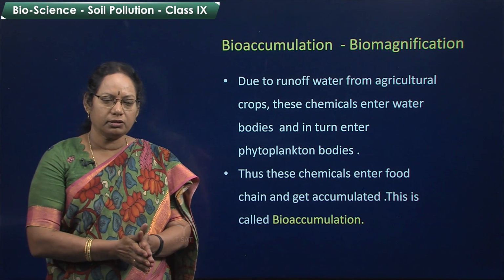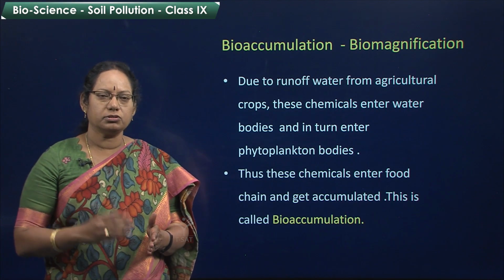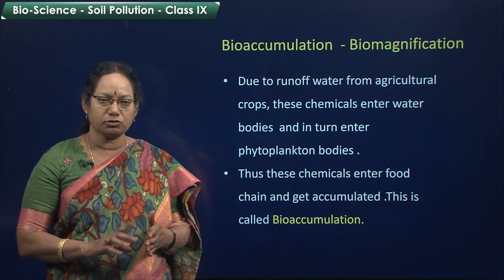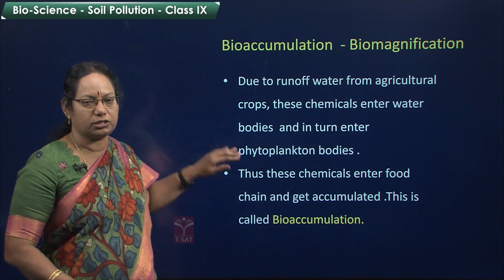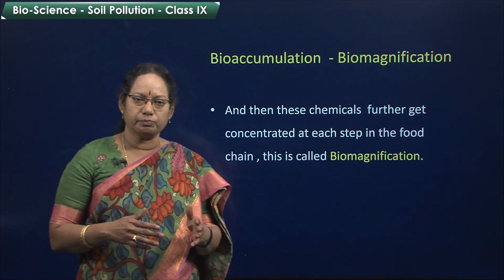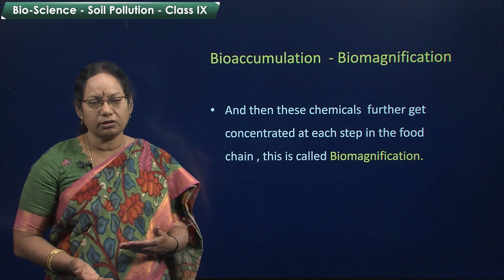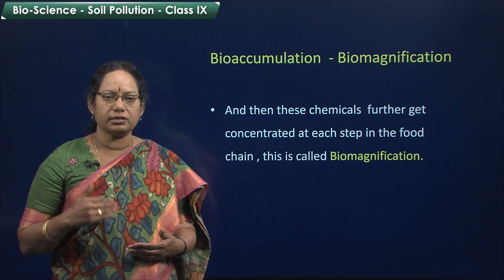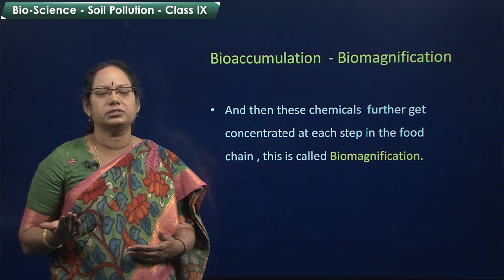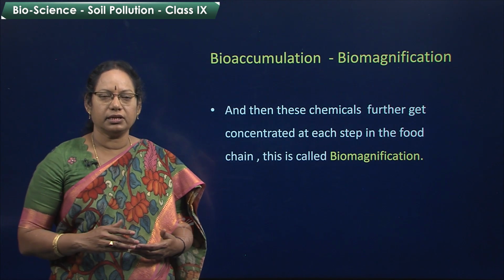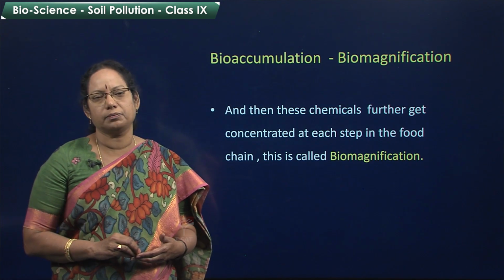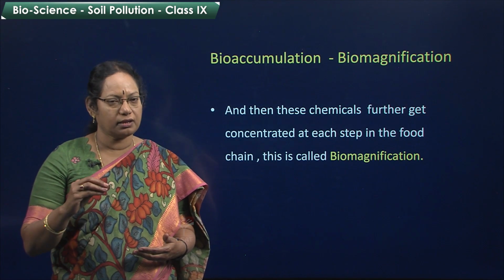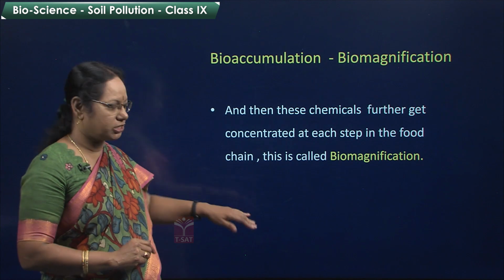Thus these chemicals are entering into the food chain. From the phytoplankton, it will go into the zooplankton. So, like this, it is entering into the food chain. This entering of chemicals into the food chain is called bioaccumulation. When the phytoplankton is eaten by the zooplankton, it enters into the zooplankton, and again from the zooplankton it enters into the small fish, to big fish, and then into other animals. Then the concentration of these chemicals goes on increasing as it moves from one level of the food chain to another level. This is called biomagnification.